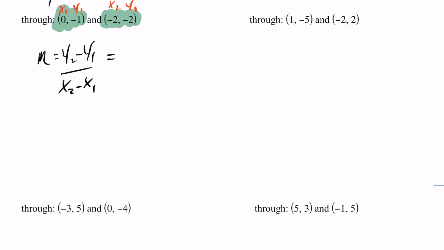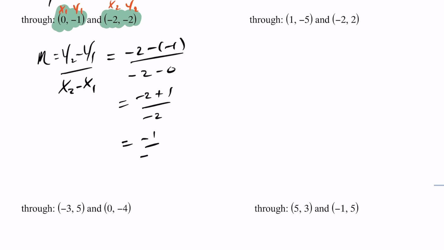When I sub this in, I end up getting -2 minus -1 all over -2 minus 0. This ends up being -2 plus 1 over -2, which is -1 over -2, which is a half. So the slope of this line is equal to 1/2.